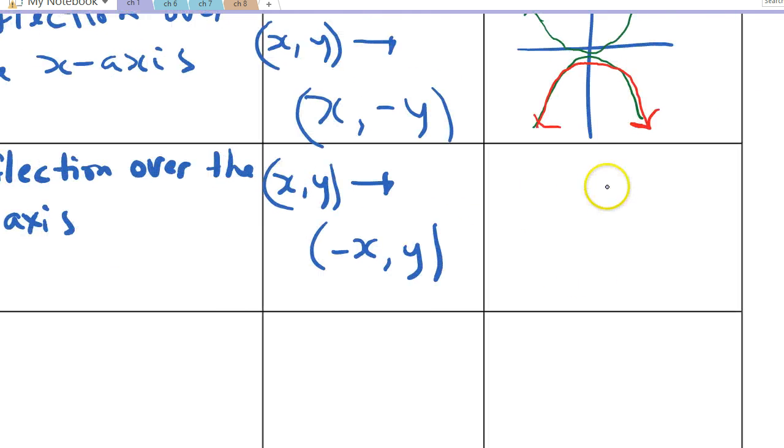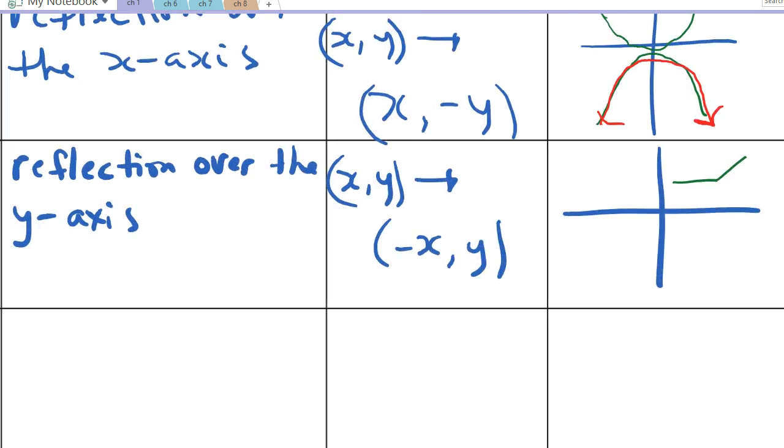What would be an example of this? Let's do a shape maybe. Let's say the shape looked like this and then went like that, a reflection over the y-axis. So here's the y-axis. My reflection would end up looking kind of like that.